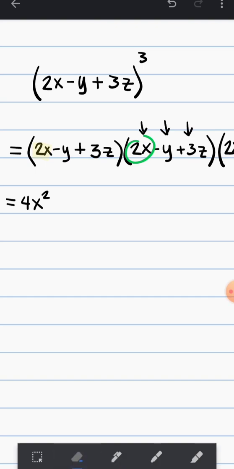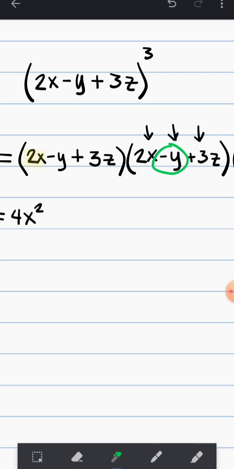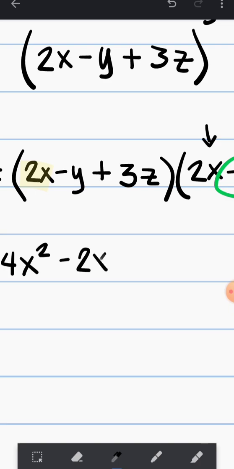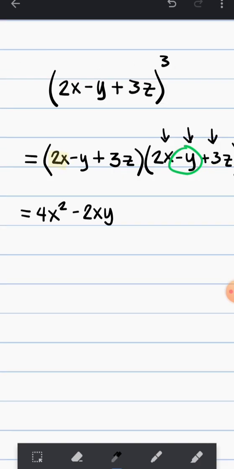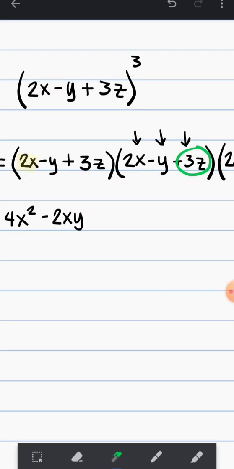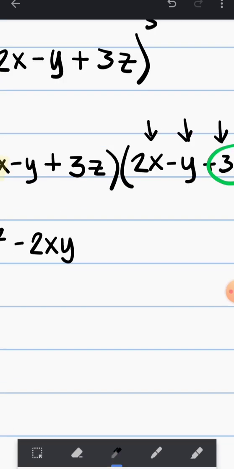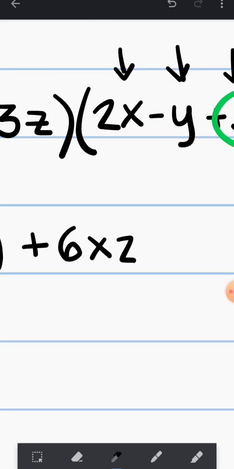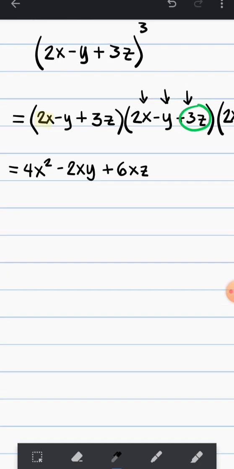And then what's next? 2x times negative y. So 2x times negative y is going to be negative 2xy. And then 2x times 3z, this term, 2x times positive 3z. You'll have to multiply the coefficients, which are 2 and 3. So 2 times 3 is going to be positive 6, and then x times z is xz. Now that we've multiplied, we're done with this 2x.